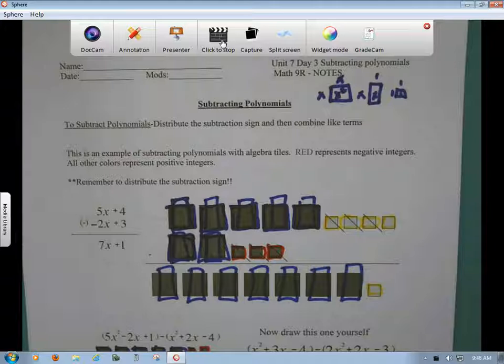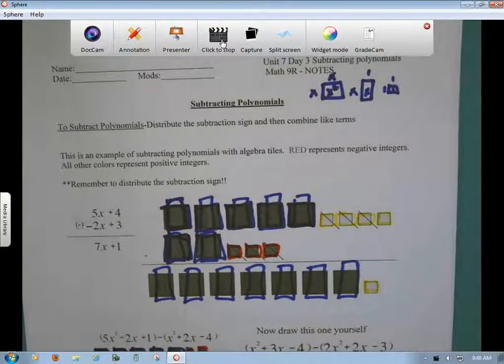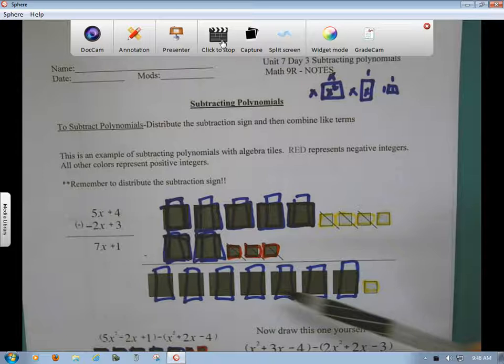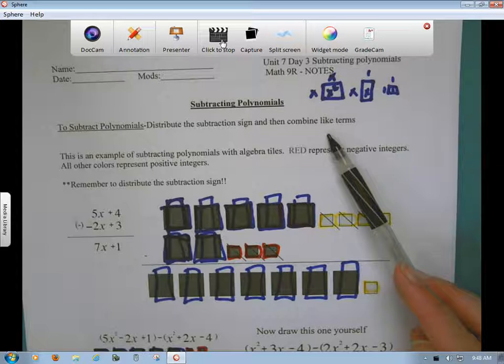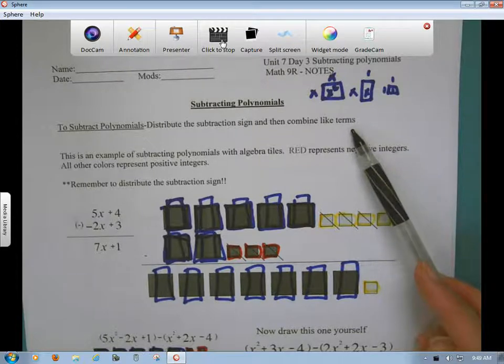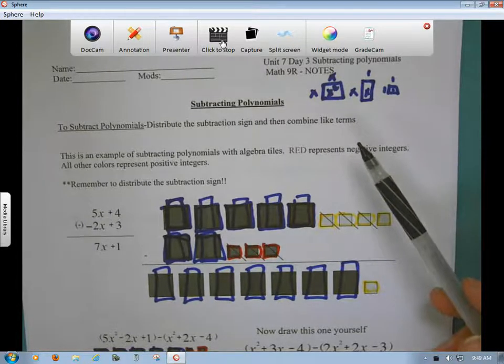I'm on page 5 and page 5A in your polynomial packets. There are some mistakes in here which I'll talk to you about in a minute. They use the wrong tile, so we'll go through and fix it. Basically, to subtract polynomials, you distribute the subtraction sign and then combine like terms. So just like integers, subtraction becomes addition.